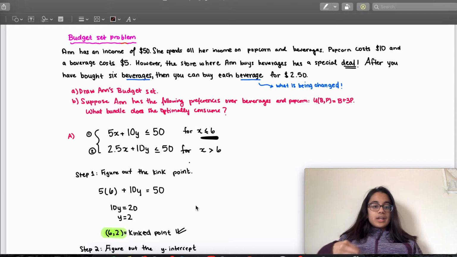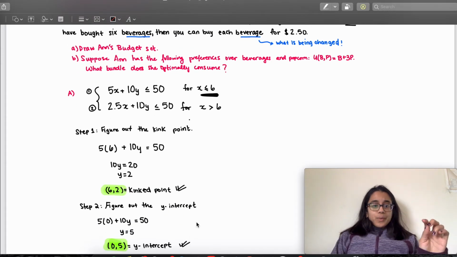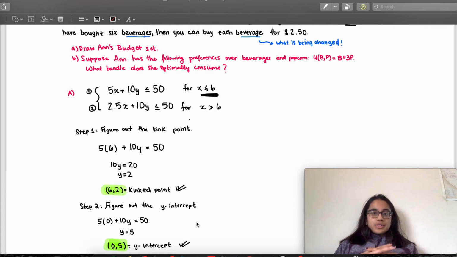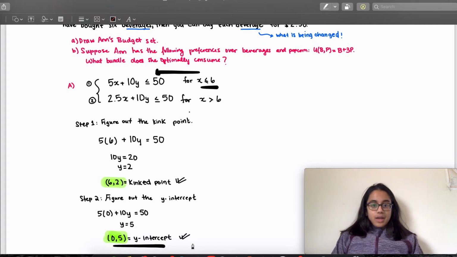Now we're going to look for the y-intercept, which is actually pretty easy. Normally, for the y-intercept, we plug in 0 for x and then find y. Here 0 is less than 6, so we can only use the first equation. 5 times 0 is 0, and then 10y is equal to 50, so y is equal to 5, and that's where I get my y-intercept from.